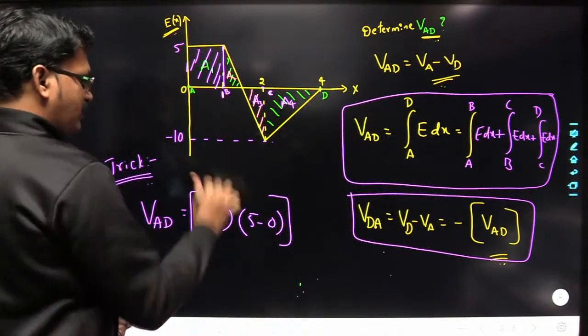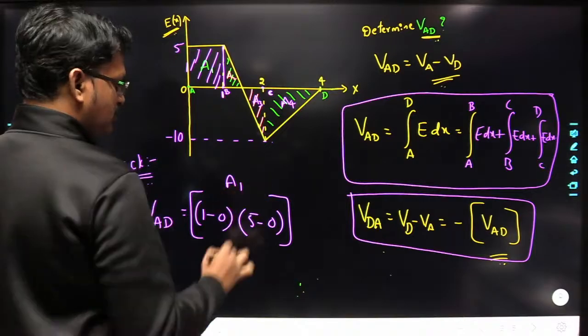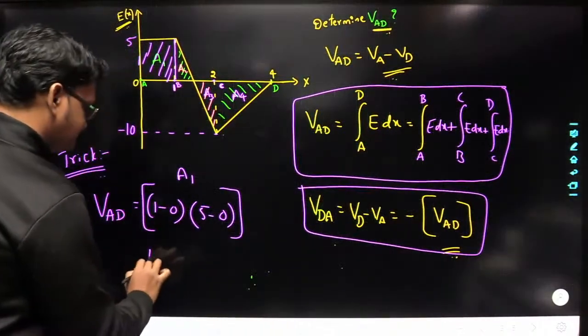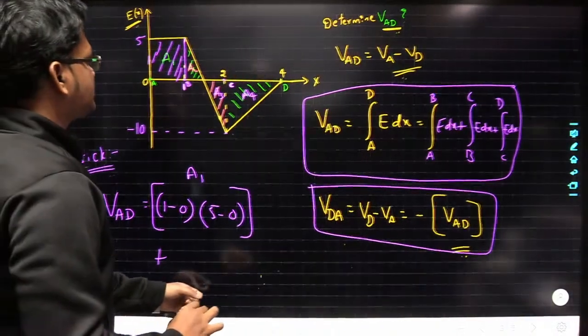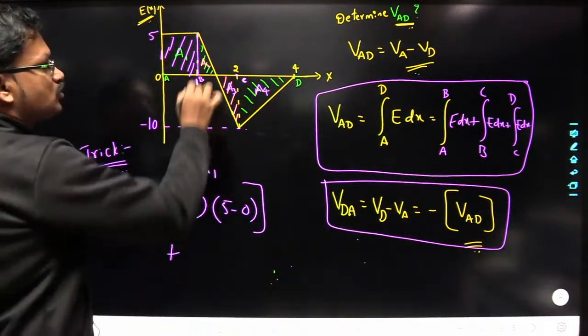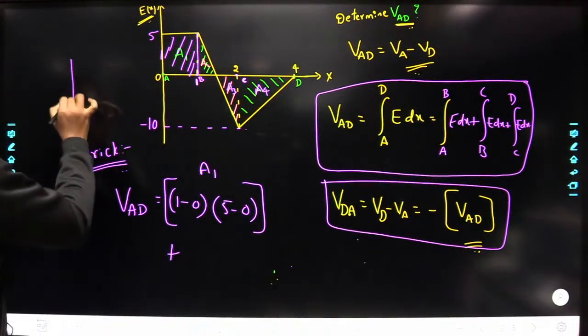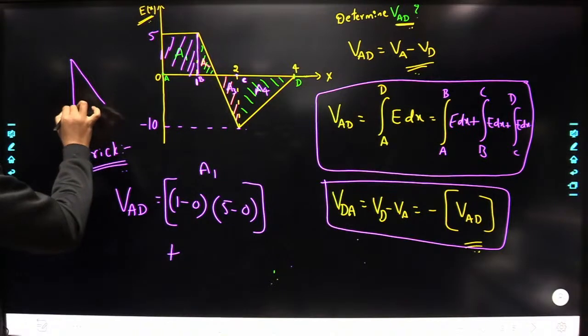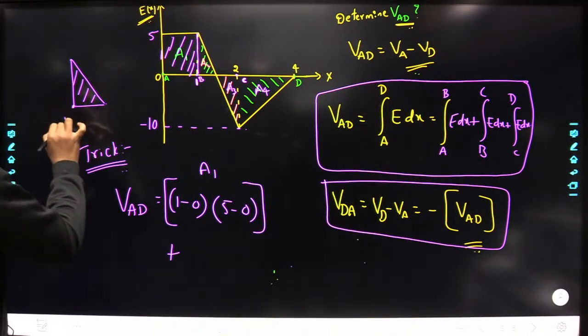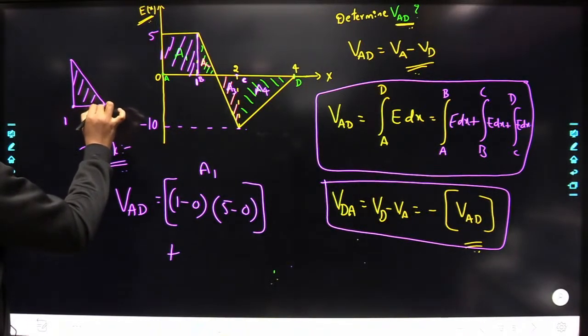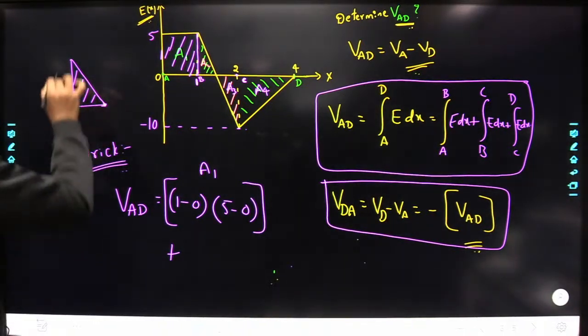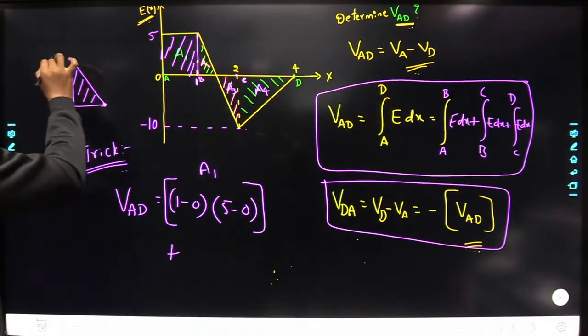So this is A1, plus now you have to determine area A2. So area A2 is like this here. Yes or no? You are having area A2 like this. So this is area A2. So here you are having 1 and here you don't know this point. Yes or no? And this is 5.